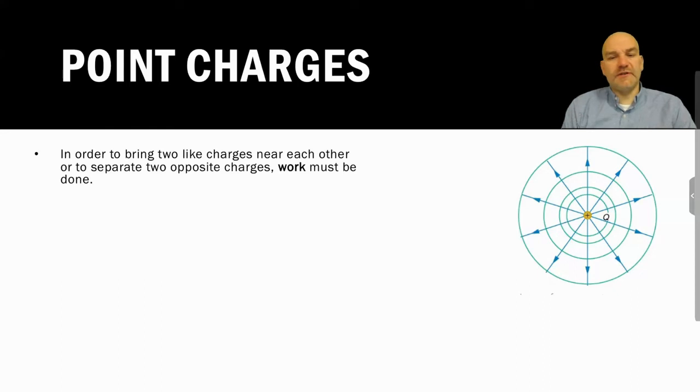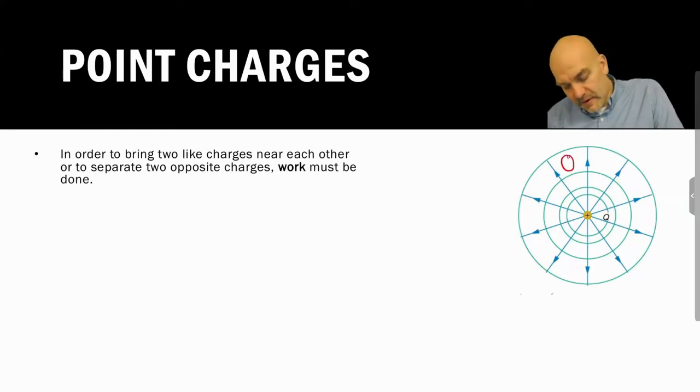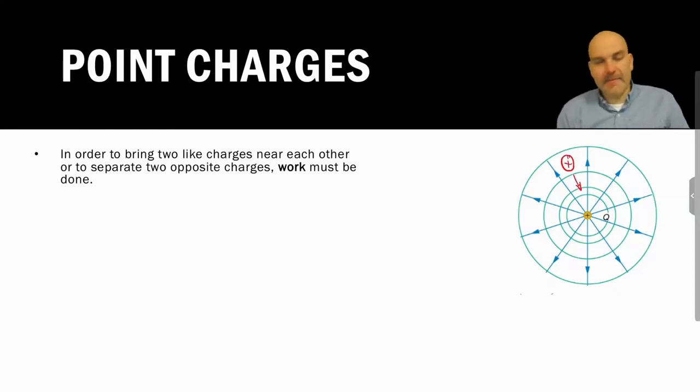So in order to bring two like charges near each other, like if I want to bring a positive charge towards that positive charge in the middle there, I'm going to have to do work on the object, or on the test charge. Or remember, opposites attract, likes repel. So I want to squeeze these together, or I'm going to pull apart opposite charges. So I have to do work. I have to exert a force on it.